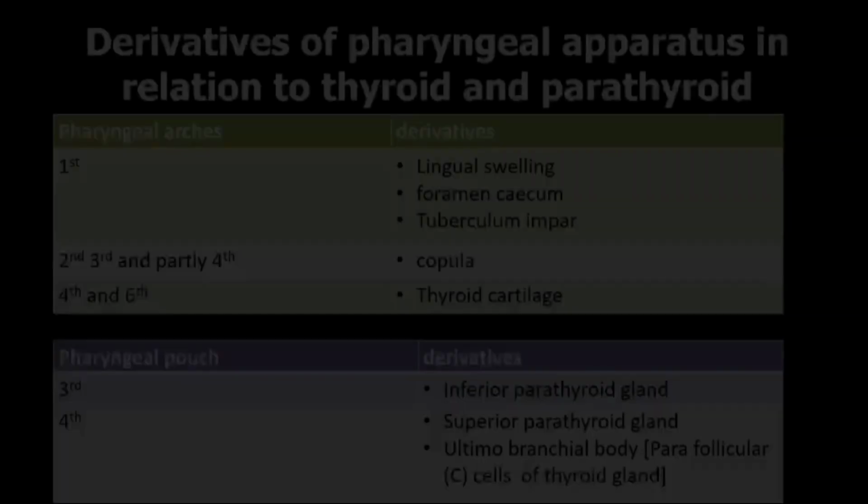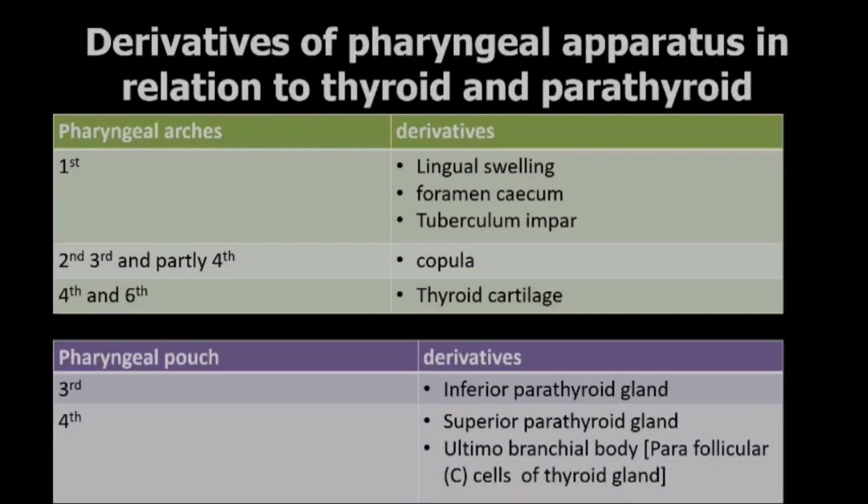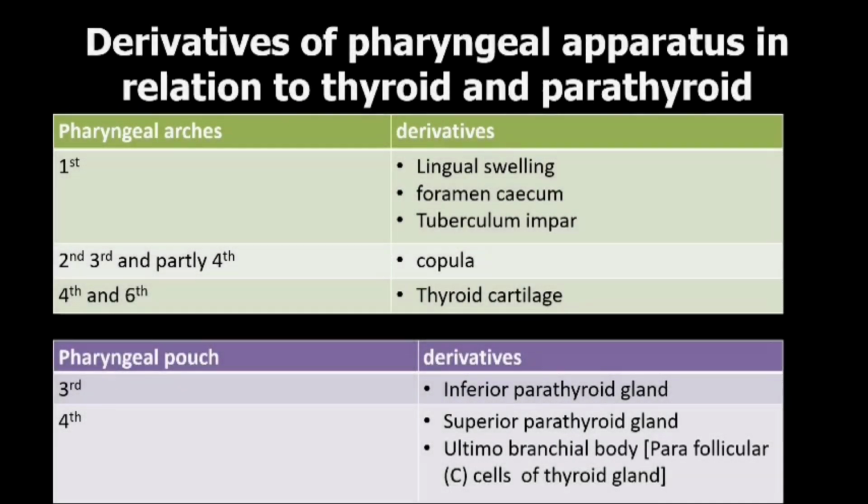Now, talking about pharyngeal arch, the first arch is known as mandibular arch, the second arch is known as hyoid arch, and third, fourth and sixth do not have any specific name. At first arch, there are 2 swellings that are known as lingual swellings, and in the middle of it there is tuberculum impar. Second, third and partly fourth will form the hypobranchial eminence whose head part is known as copula.